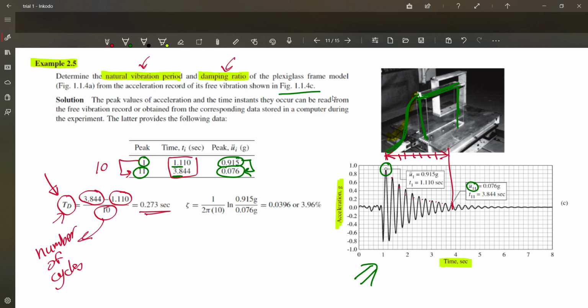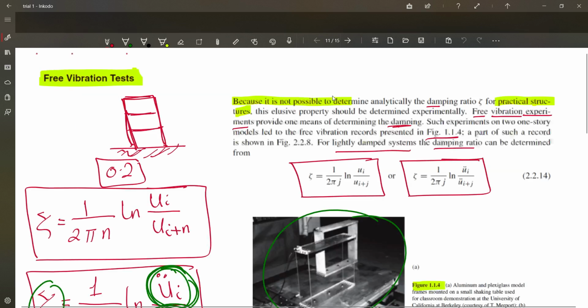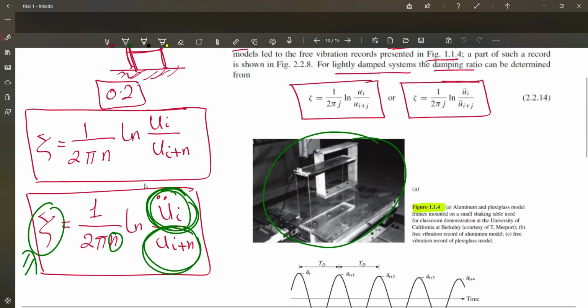The second requirement that is needed is the damping ratio. From our equation, if you go back to what we have explained before, this is the damping ratio equation that we are using here.